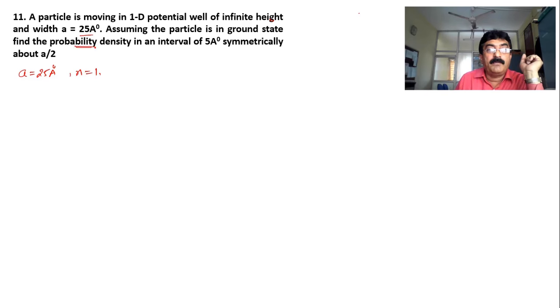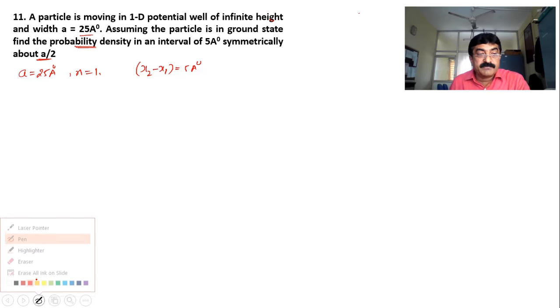Here lies the probability density. Find the probability density in an interval of 5 angstrom. That means x2 minus x1 value is 5 angstrom, symmetrically about a by 2. Here lies the whole problem. I will explain the problem. How to choose x1 and x2, I will show you with the help of one diagram.